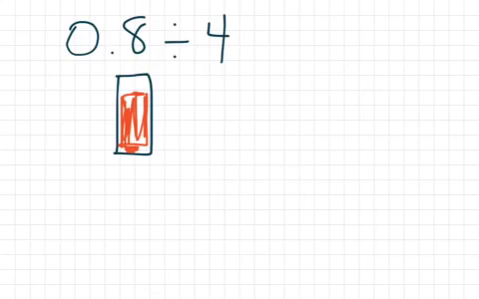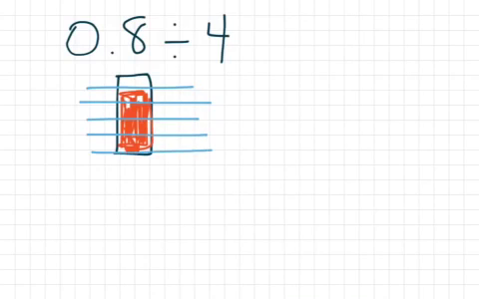Okay, and then we're going to divide those into 4 parts. And if I divide those into 4 parts, there's the top. Here's 1 part, 2 parts, 3 parts, and 4 parts. So we can see we've only got 2 tenths in each one of those parts. So our answer is 2 tenths.